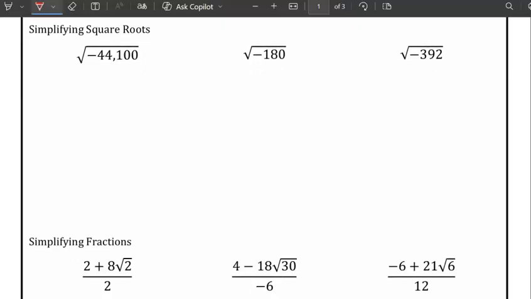Simplifying square roots. When you simplify square roots, you want to try to factor out the following perfect squares: the square root of -1, the square root of 4, the square root of 9, the square root of 25, and the square root of 49. You could also factor out other perfect squares, but these are the ones that show up the most.